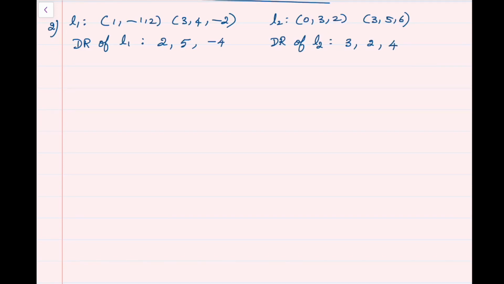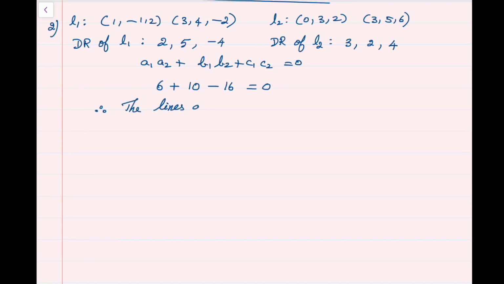And the perpendicularity condition for two lines is a1 a2 plus b1 b2 plus c1 c2 should be 0. Let us multiply the corresponding direction ratios. 2 threes are 6, plus 5 twos are 10, minus 16, and the answer is 0. Therefore, the lines are perpendicular.